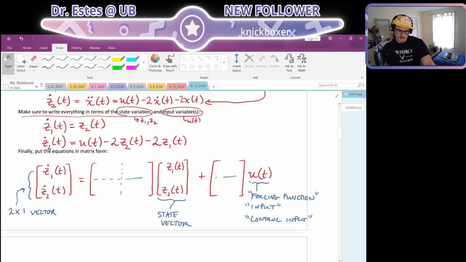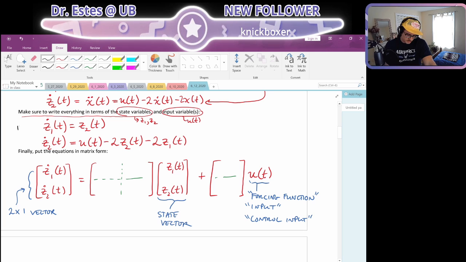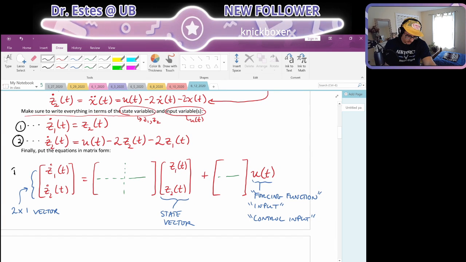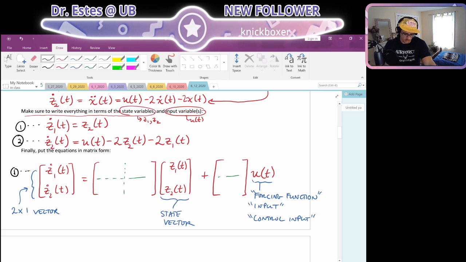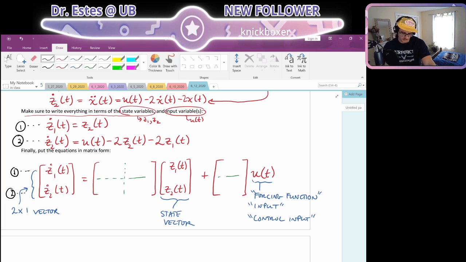Okay, so when you're putting this in matrix form, let's call this first state equation 1 and this second state equation 2. You want this matrix equation to give back those same original equations. So like the top row should give back equation 1 and the bottom row should give back equation 2. So let's fill in this matrix together.